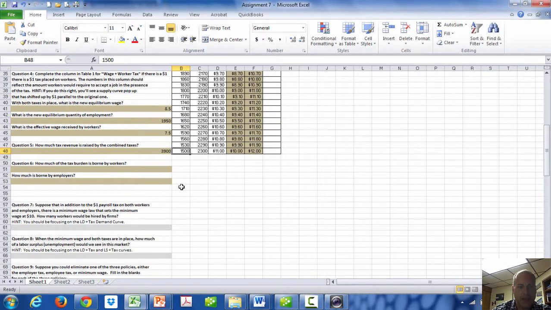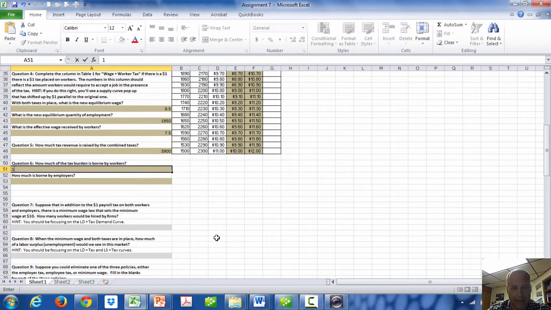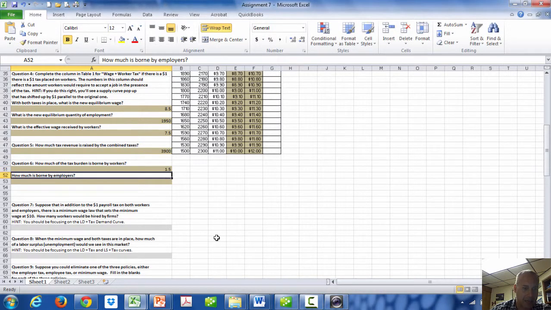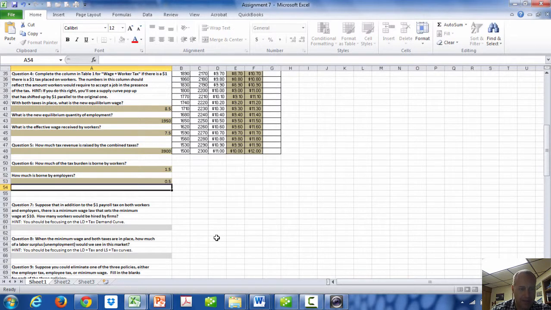Okay, now how much of the tax burden is borne by workers? What you want to do here is compare how much were workers making before the taxes were put in place and how much were they making after. And what you see is that workers' wages have fallen from $9 to $7.50. So workers are bearing $1.50 of the tax burden, while employers saw the wage that they have to pay rise from $9 to $9.50. So they're bearing 50 cents of the tax burden.